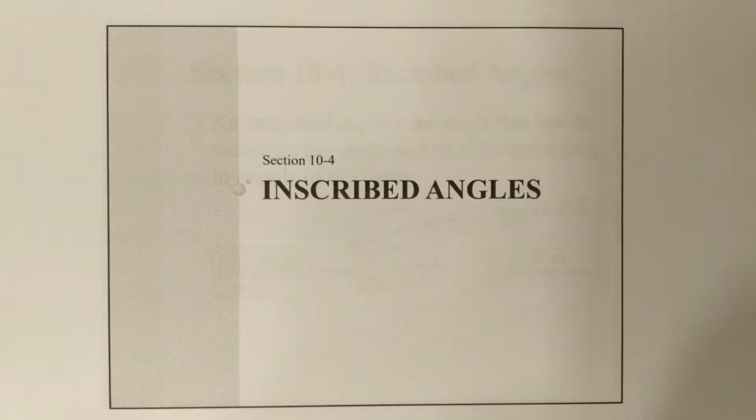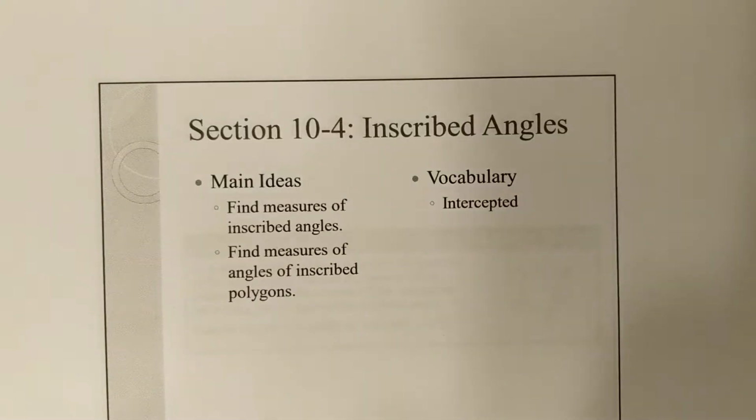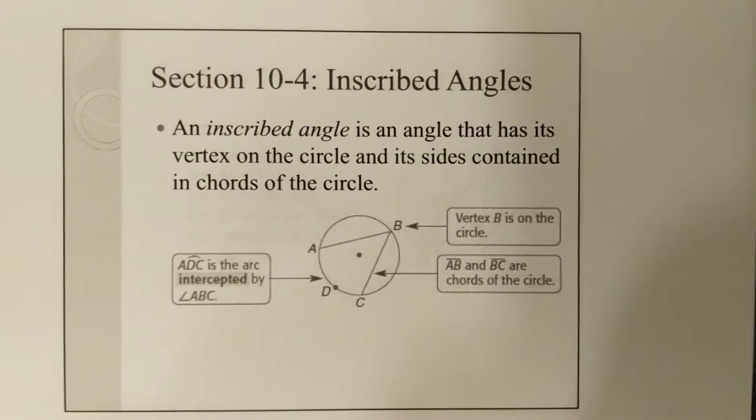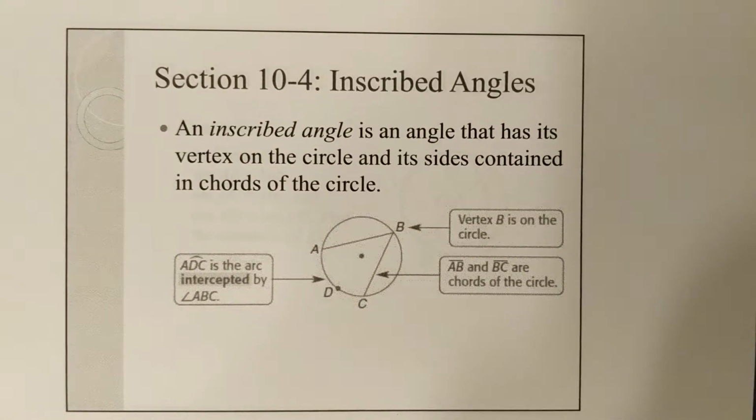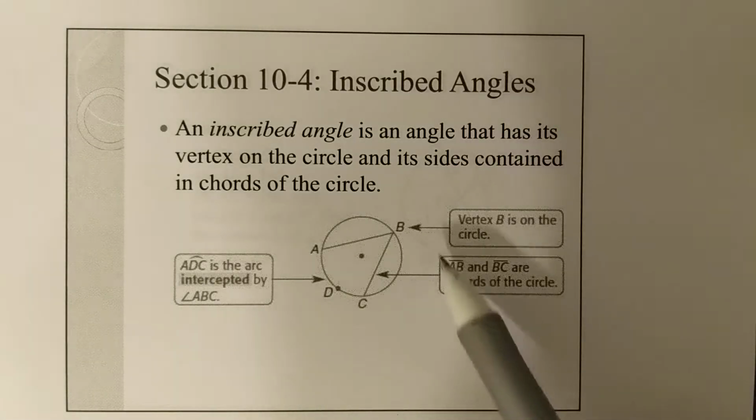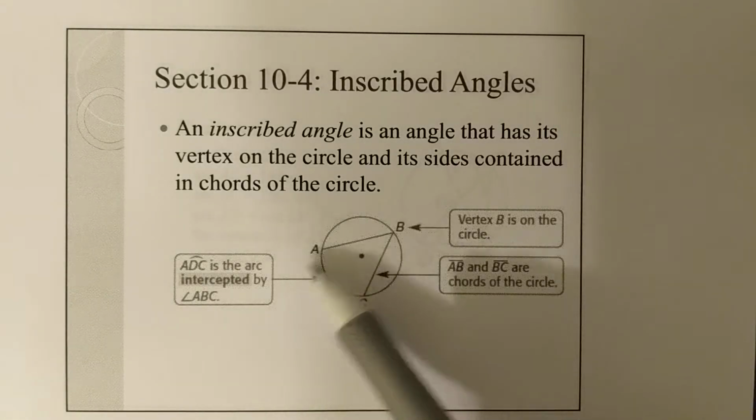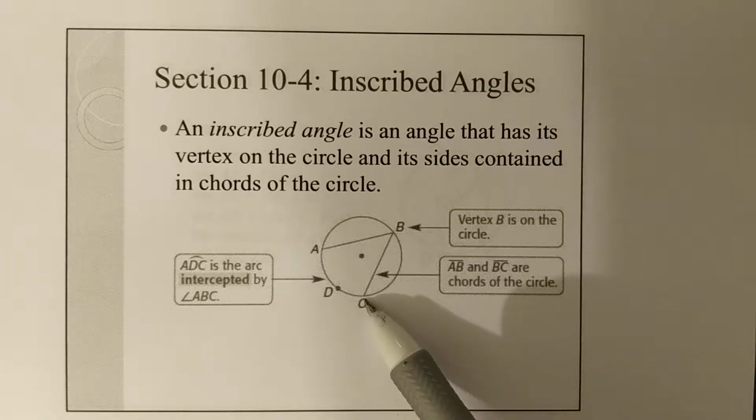Okay, we have section 10.4, which deals with inscribed angles. So here are our main ideas and vocab. When you're talking about an inscribed angle, that's an angle that has its vertex on the circle and its sides made up of chords. So here you go, there's your vertex B, it's on the circle, so AB and BC are chords of the circle, they form the sides.